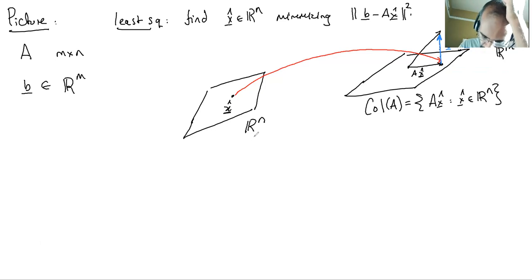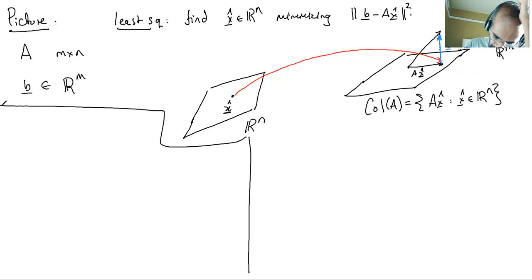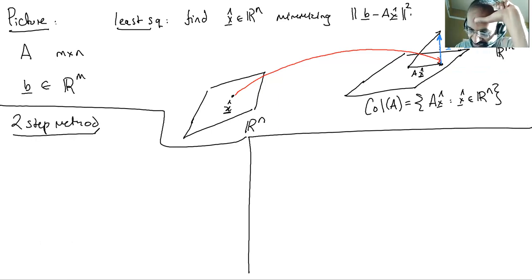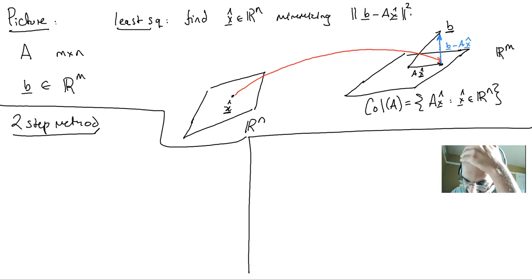Okay, so I'm going to present two methods for finding the solution. There's going to be a two-step method and a one-step method. The two-step method is just to combine what we did already, right? So let's call this Ax̂ b̂.